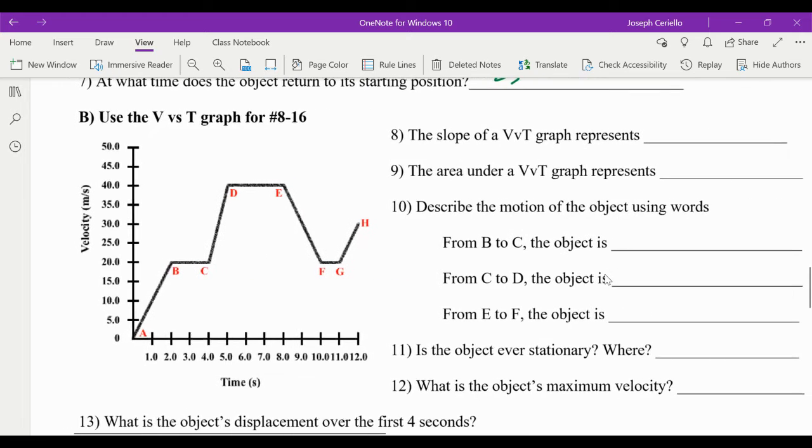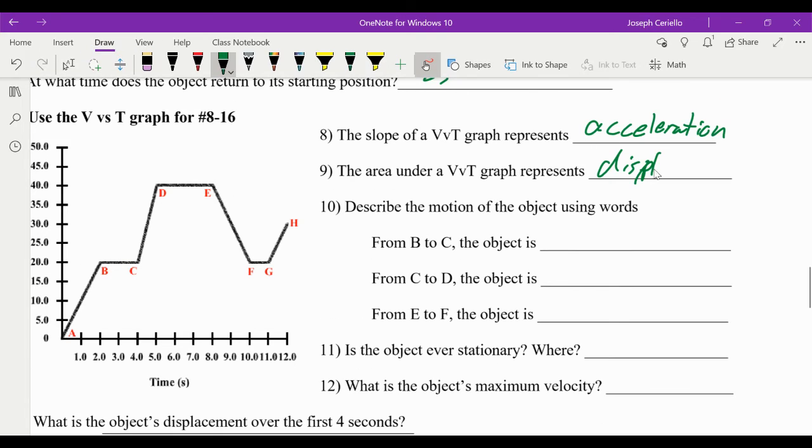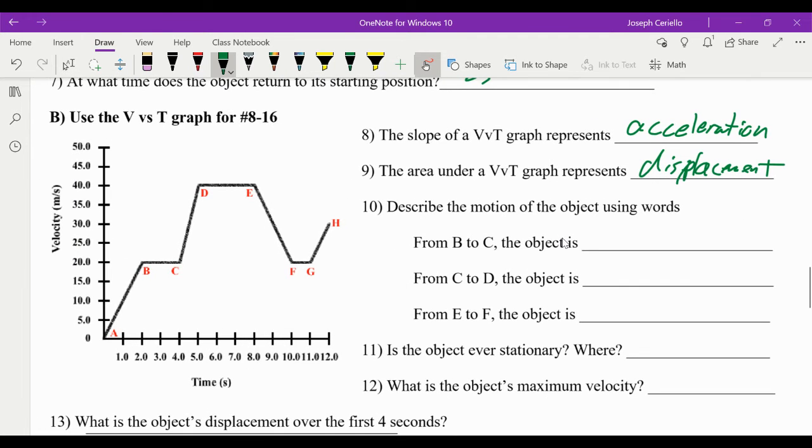So now we're looking at velocity versus time graphs. There's other information we need to know here. The slope of a velocity versus time graph represents acceleration. The area under it represents displacement. My pencil just stopped for a sec. I think we're back though. Yeah, displacement. So again, slope of velocity versus time is acceleration. Slope of displacement or position versus time is velocity. The area under velocity versus time is displacement.